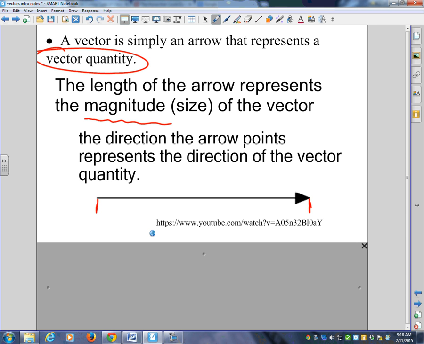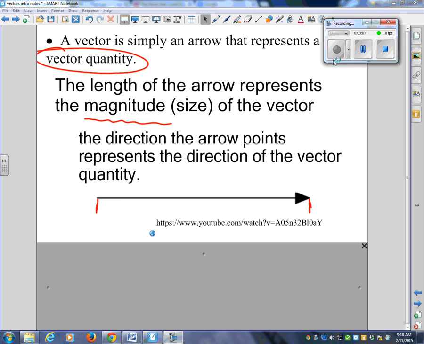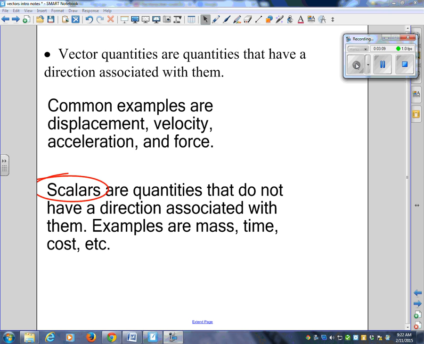Sharp pencils are really good. Big, fat pencils that haven't been sharpened in 20 years don't work so good. A little pointy one is much better. This might help you remember what a vector is. All right, so you need to know the difference between a scalar and a vector. A vector is simply something that has a direction with it, right?